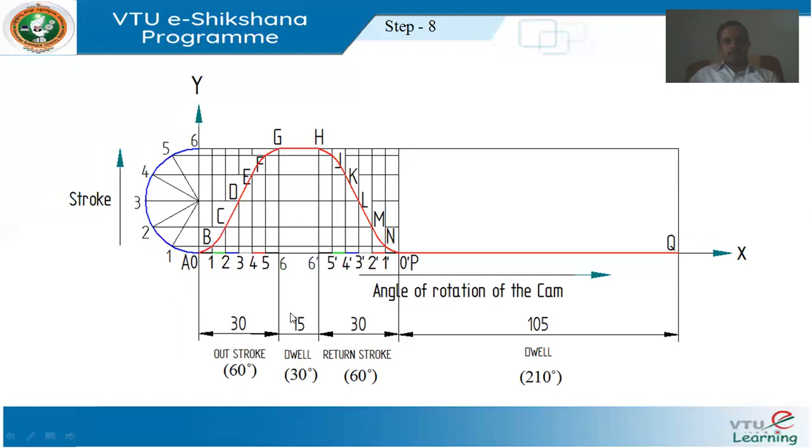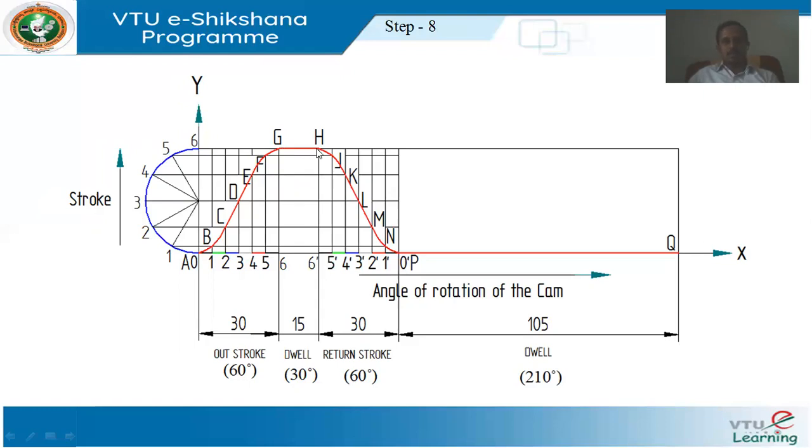Then during the dwell period, the meaning of dwell period is that during this period, the follower becomes stable in its motion, if it is at TDC or if it is at BDC. Now here, the follower has reached TDC, and the next 15 millimeter represents the dwell period. We need to join this path with a thick straight line.